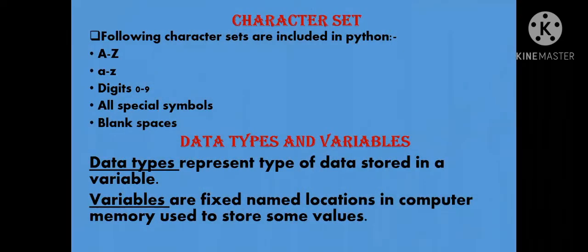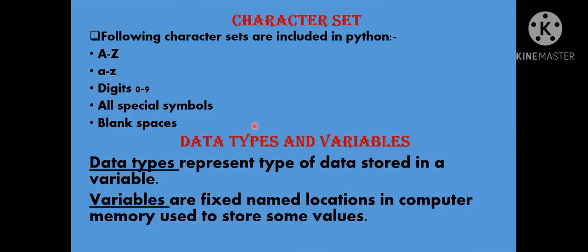Now coming to the character set. Following are the character sets included in Python. A to Z, small a to z. You know, Python is a case sensitive language. So it will have a different meaning for capital A or small a. If you write that P in the print statement, the print command, in capital, it will show an error. Digits 0 to 9, all special symbols and blank spaces. These all are the Python character set.